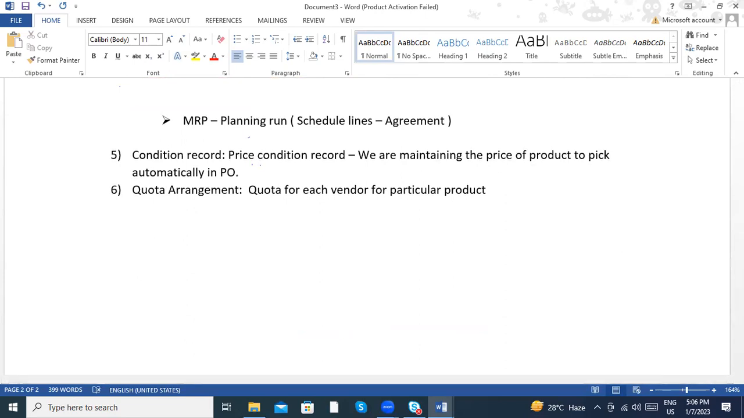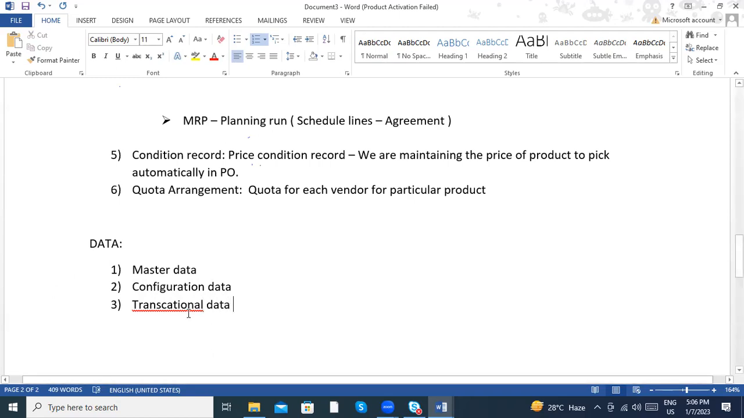Now we are dividing the data, how the data flows in the SAP system. That means how our data is segregated in the SAP system. In SAP, one is master data, which we discussed, and the second one is configuration data, and the third one is transaction data. So what is the difference here between transaction data, configuration data, and master data?